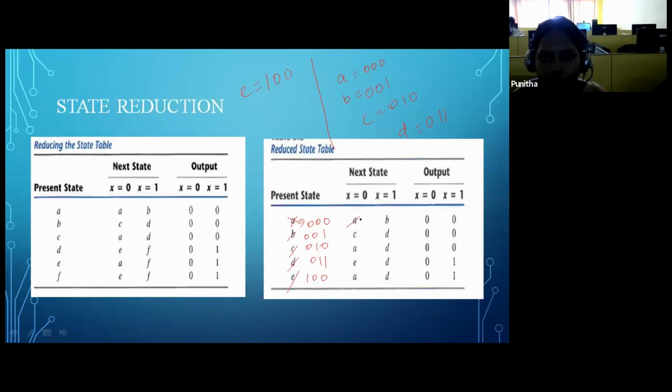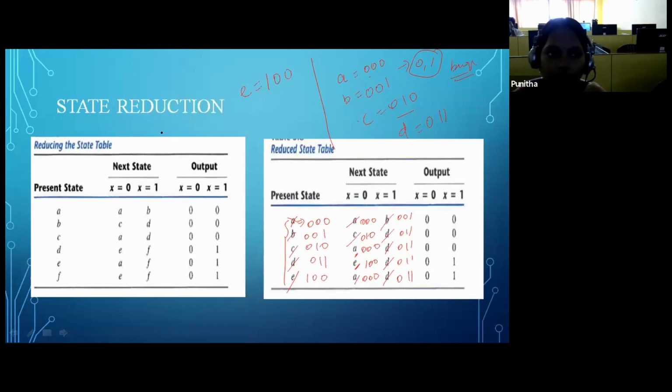Here also, A is replaced by 000, C by 010, A by 000, E by 100, A by 000, B by 001, D by 011. This table now shows all the states in terms of zeros and ones, not in terms of variables, because I have assigned all the states in terms of zeros and ones. Zeros and ones make it a binary assignment.